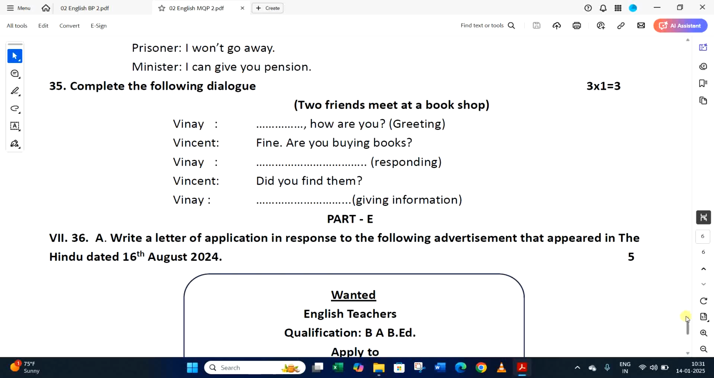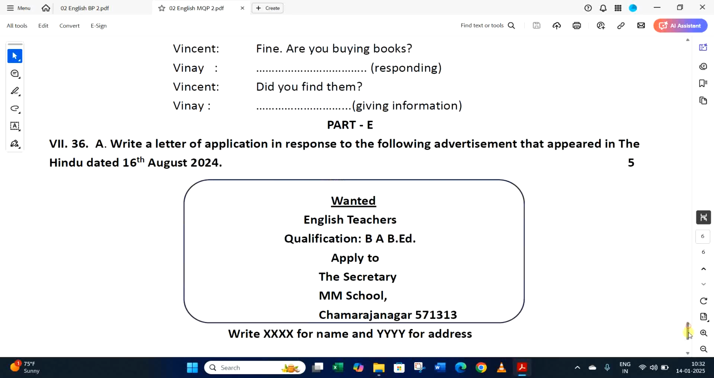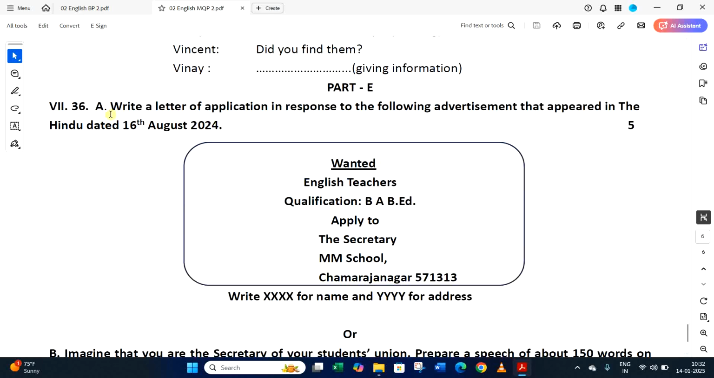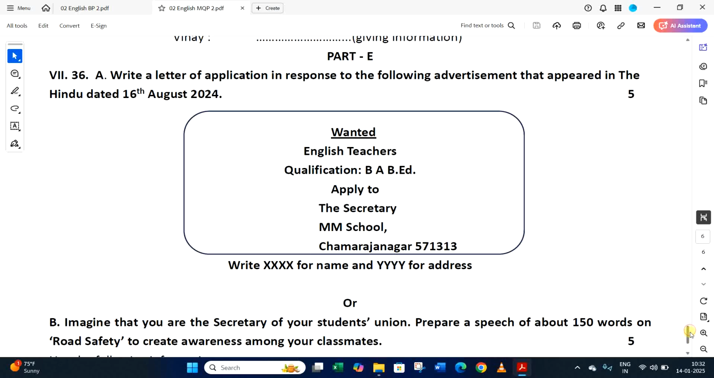Let us go towards the next part, that is part E of the question paper. Question number 36A. Write a letter of application in response to the following advertisement that appeared in The Hindu dated 16th August 2024. And then here you will find an advertisement: wanted English teachers, qualification BA B.Ed, apply to the secretary, MM School, Chamrajnagar. So you have to write XXX for your name and YY for your address. This is very crucial while writing, that we have to take into account.